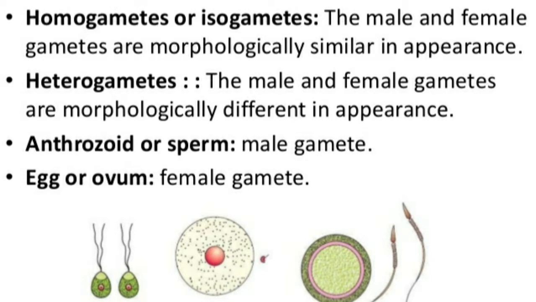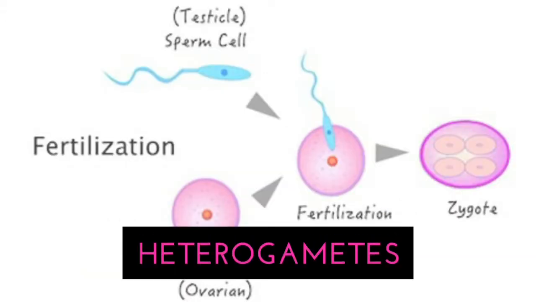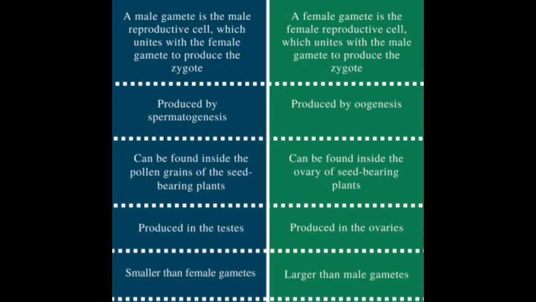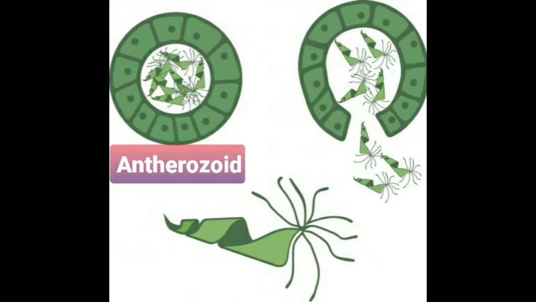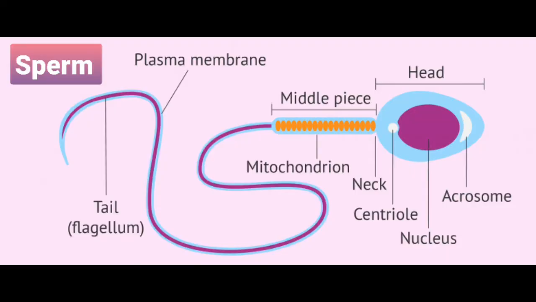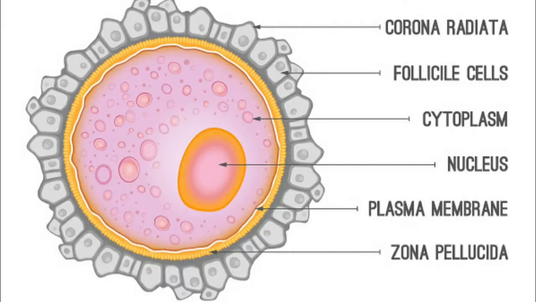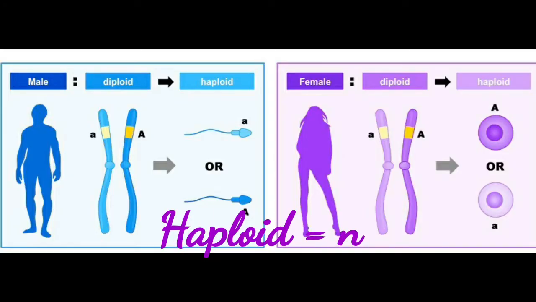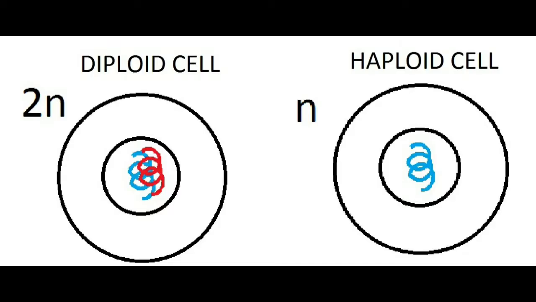A majority of sexually reproducing organisms show two morphologically and physiologically distinct types of gametes. Such gametes are called heterogametes or anisogametes. The male gametes are smaller and more active, whereas the female gametes are larger and sluggish. The male gamete is called antherozoid or sperm, and the female gamete is called egg or ovum. Gametes are always haploid. The parent may be either haploid or diploid.